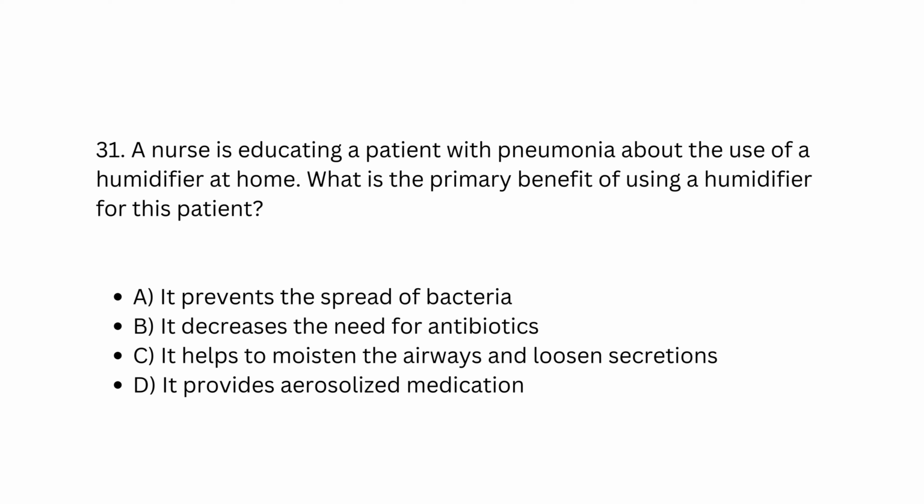31. A nurse is educating a patient with pneumonia about the use of a humidifier at home. What is the primary benefit of using a humidifier for this patient? A. It prevents the spread of bacteria. B. It decreases the need for antibiotics. C. It helps to moisten the airways and loosen secretions. D. It provides aerosolized medication.